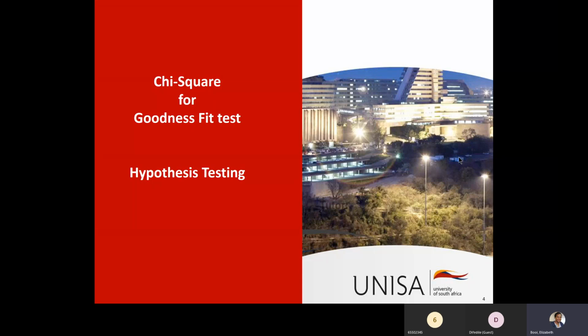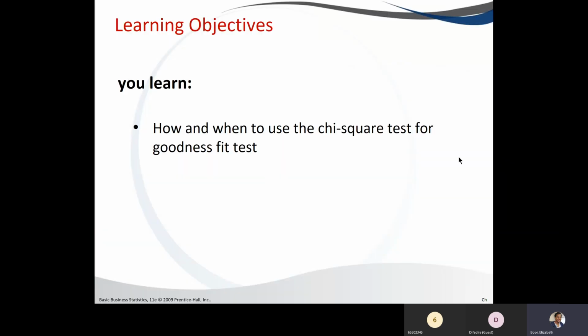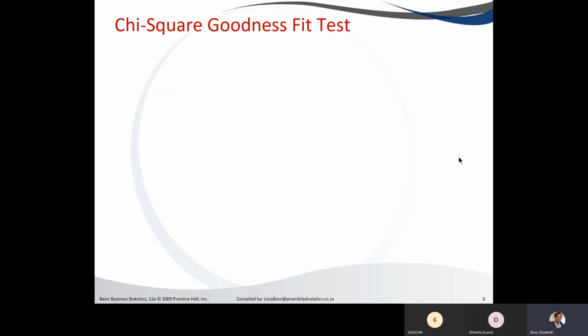Because we're testing something, we will have to use the hypothesis testing method because we need to prove that one view is different from the other. By the end of the session, you should know how to do hypothesis testing, and know how and when to use the chi-square test for goodness of fit, and later on how to use the chi-square test for independence. So now let's learn what the goodness of fit test is.